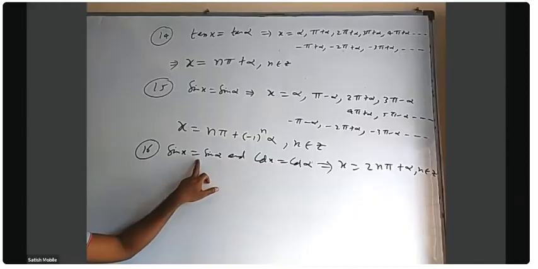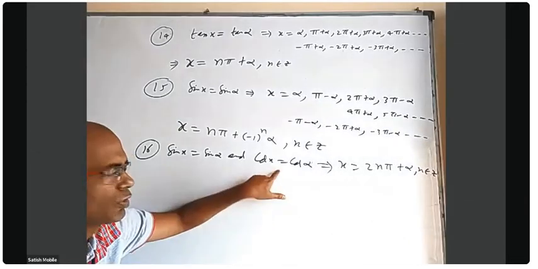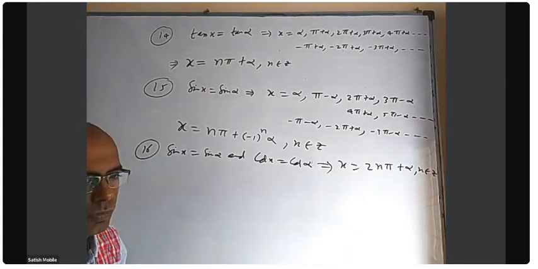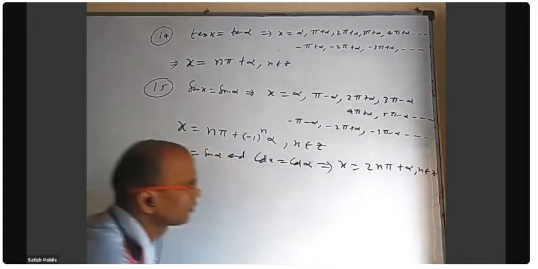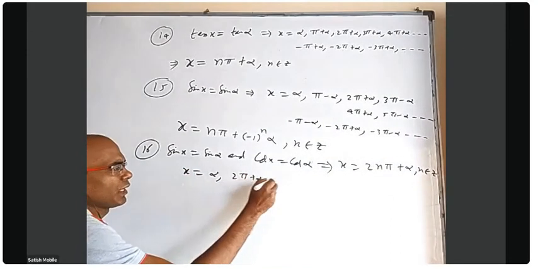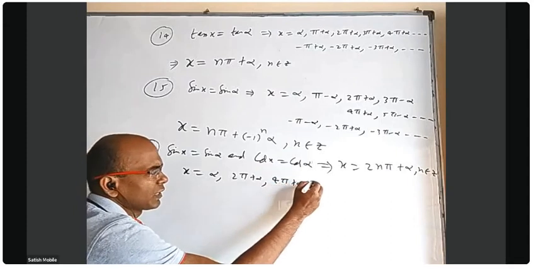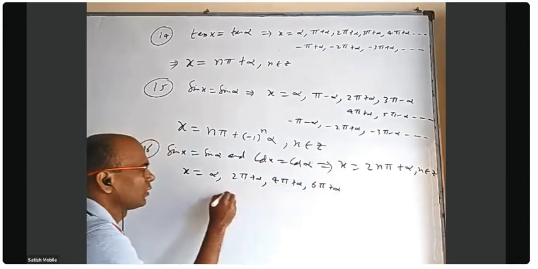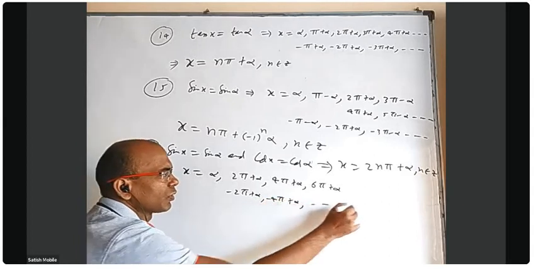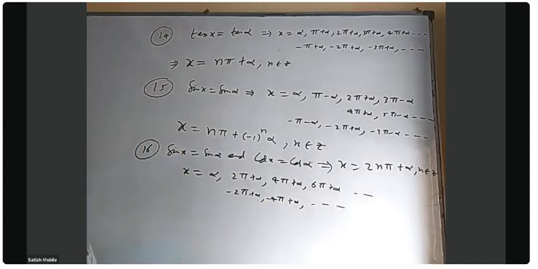If it is only sin, I would have got one more solution, pi minus alpha. If it is only cos, I would have got one more solution, 2 pi minus alpha. But both together, only 2 pi plus alpha. If you want to elaborate, the solutions are alpha, next 2 pi plus alpha, next 4 pi plus alpha, next 6 pi plus alpha, minus 2 pi plus alpha, minus 4 pi plus alpha, and so on. You cannot get pi minus alpha or pi plus alpha or 2 pi minus alpha.